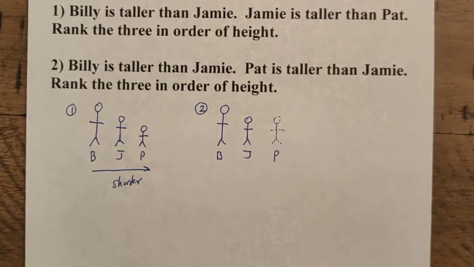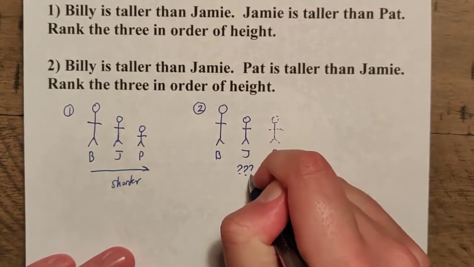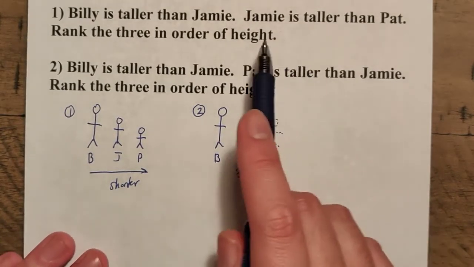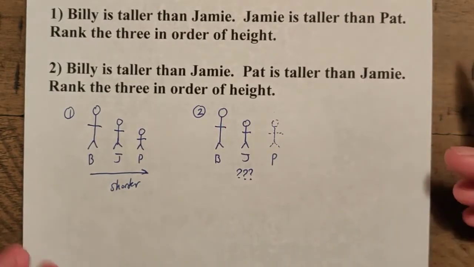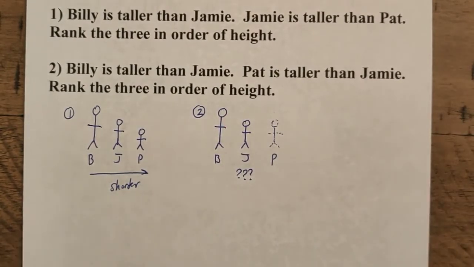So notice how in this situation, because we don't have enough information, we can't figure this out. We don't know what this ordering is going to be like. In this first one, even though technically we weren't told directly the comparison between Billy and Pat, we were able to determine it from the information given. Here, we don't have that situation, okay?